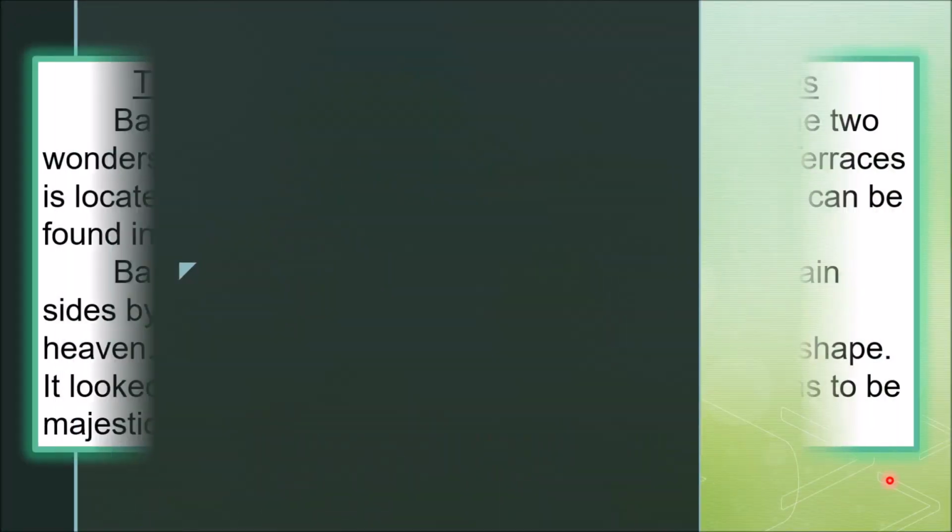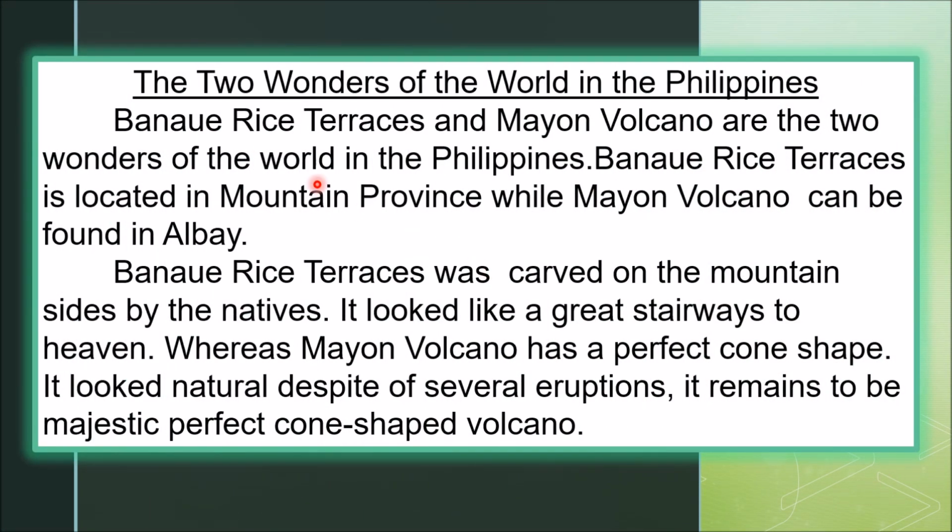Like this. Okay? Like this. The 2 wonders of the world, the Philippines. This is a sample only. Banawe rice terraces and Mayon volcano are the 2 wonders of the world, the Philippines. Banawe rice terraces is located in Mountain Province, while Mayon volcano can be found in Albay. And Banawe rice terraces was carved on the mountainsides by the natives. It looked like a great stairway to heaven, whereas Mayon volcano has a perfect cone shape. It looked natural despite several eruptions. It remains to be a majestic, perfect, cone-shaped volcano. So, this is it. Okay?